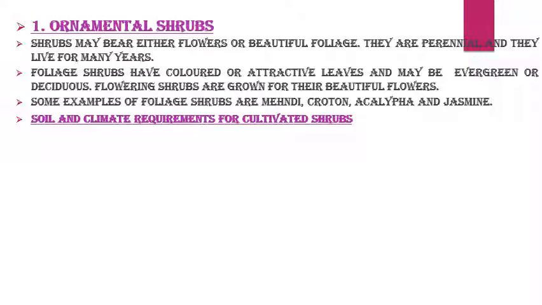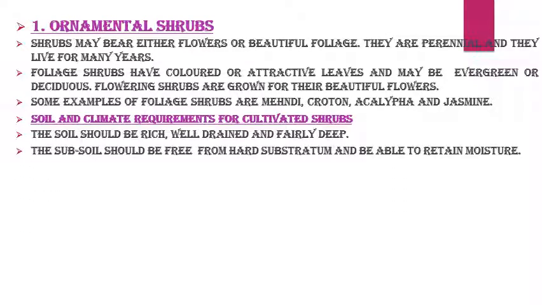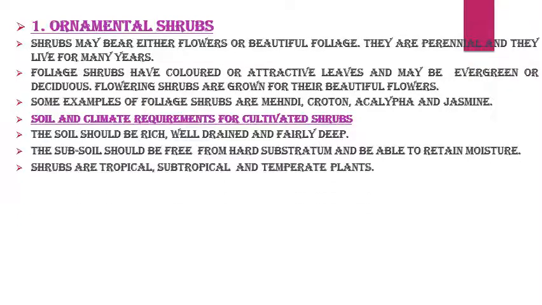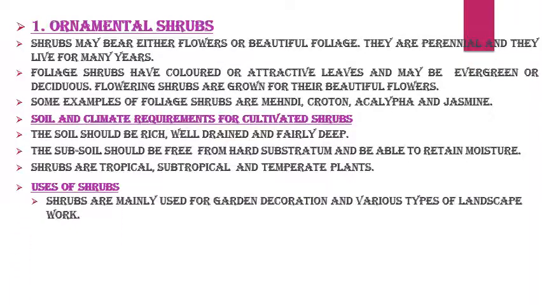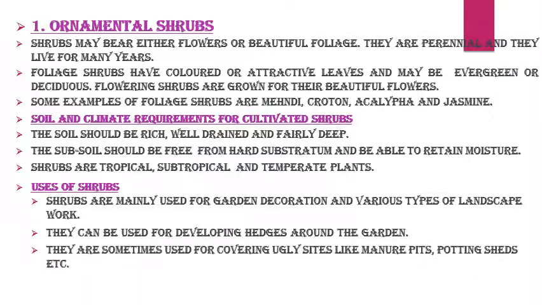Soil and climate requirement for cultivated shrubs: the soil should be rich, well drained and fairly deep. The subsoil should be free from hard substratum and be able to retain moisture. Shrubs are tropical, subtropical and temperate plants. Uses: shrubs are mainly used for garden decoration and various types of landscape work. They can be used for developing hedges around the garden. They are sometimes used for covering ugly sites like manure pits, etc.